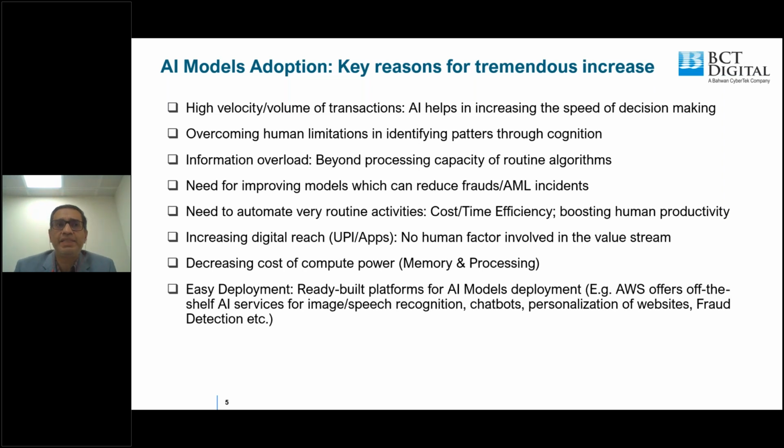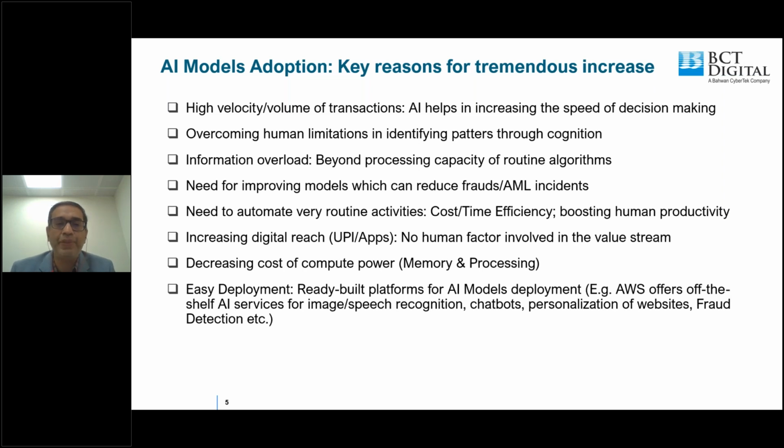So what are the reasons why these AI models are becoming all pervasive in nature, to the extent that they are replacing human effort or human judgment? Some of the key reasons could be the high volume and velocity of transactions or data being handled. What is not physically possible by human effort, AI is helping us out in processing, the transactions or data for that matter. Then there is always a limitation of identifying patterns through the usual cognition method. Just by observation, you cannot identify certain patterns. It's very difficult to identify certain patterns. AI helps in that aspect. So that's another reason why AI is being adopted.